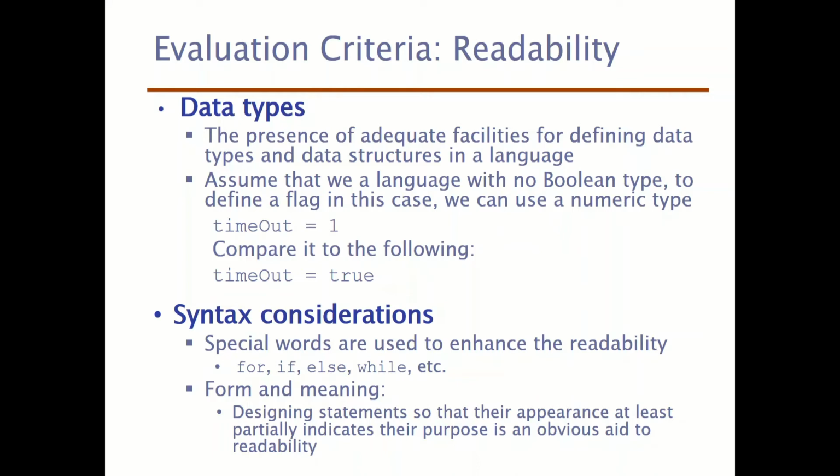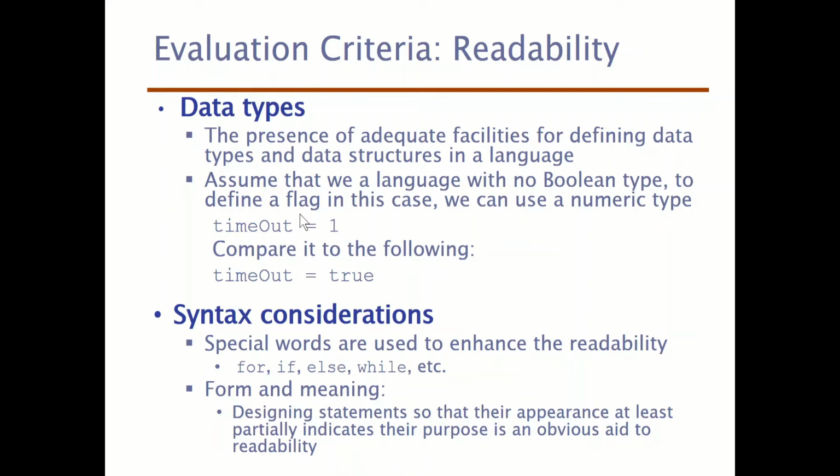Now assume that a language has no Boolean type. If we don't have a Boolean type, in that case, let's say we want to create a flag. In this case, we have to replace the Boolean type by another type. It could be a numeric type like this. Let's say timeout is equal to 1, we need to sense 1. But a person who is reading your code, not you as a designer, would say this is an assignment of an integer to an integer data type.